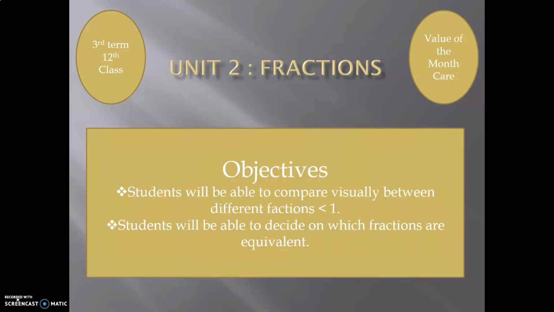Okay, the objective we need to reach by the end of our class: students will be able to compare visually between different fractions. Visually means you are going to use your eyes to compare between the fractions to tell me which fraction is greater than the other one, and students will be able to decide which fractions are equivalent. Okay, equivalent comes from the word equal, so equivalent fractions means equal fractions.